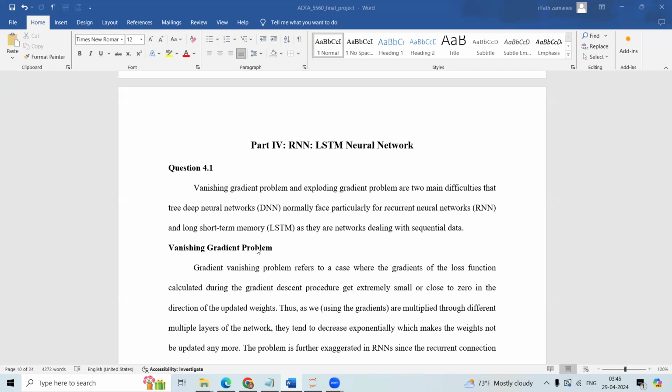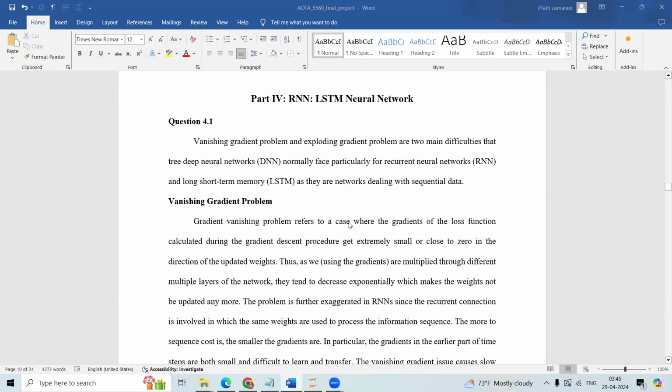The vanishing gradient problem refers to a case where the gradients of a loss function calculated during the gradient descent procedure get extremely small or close to zero in the direction of the updated weights. Thus, the gradients multiplied through multiple layers of the network tend to decrease exponentially, which makes the weights not be updated anymore.